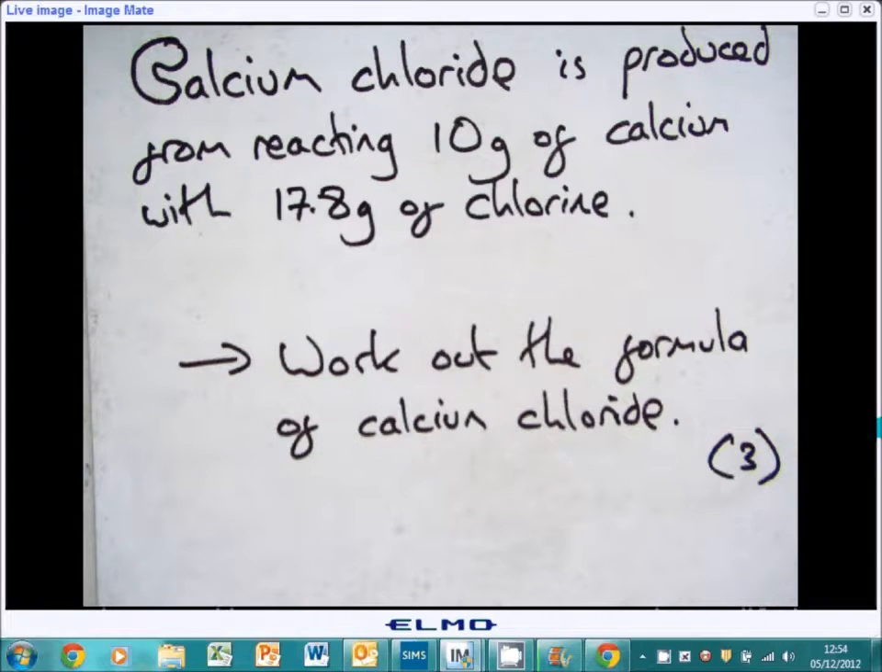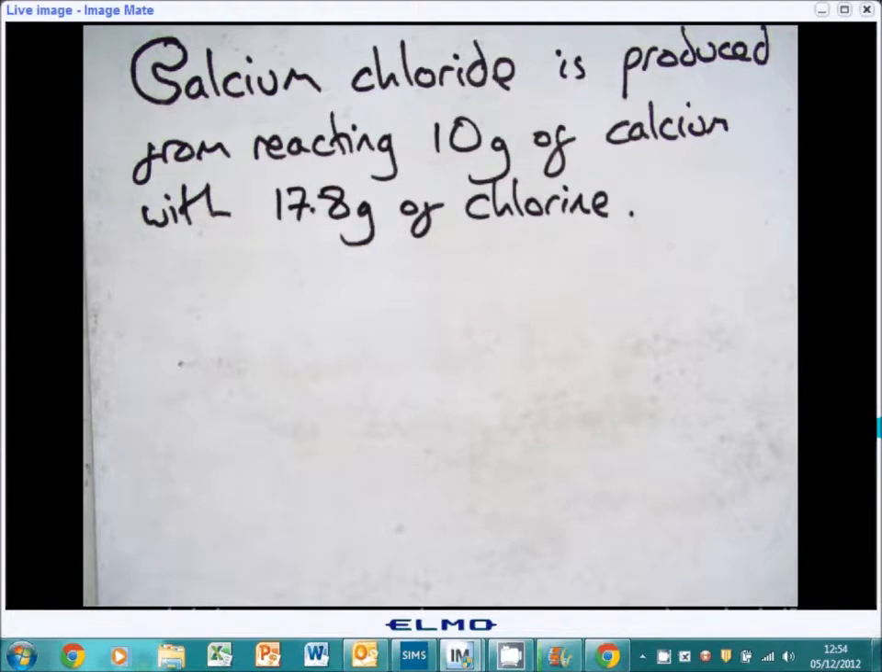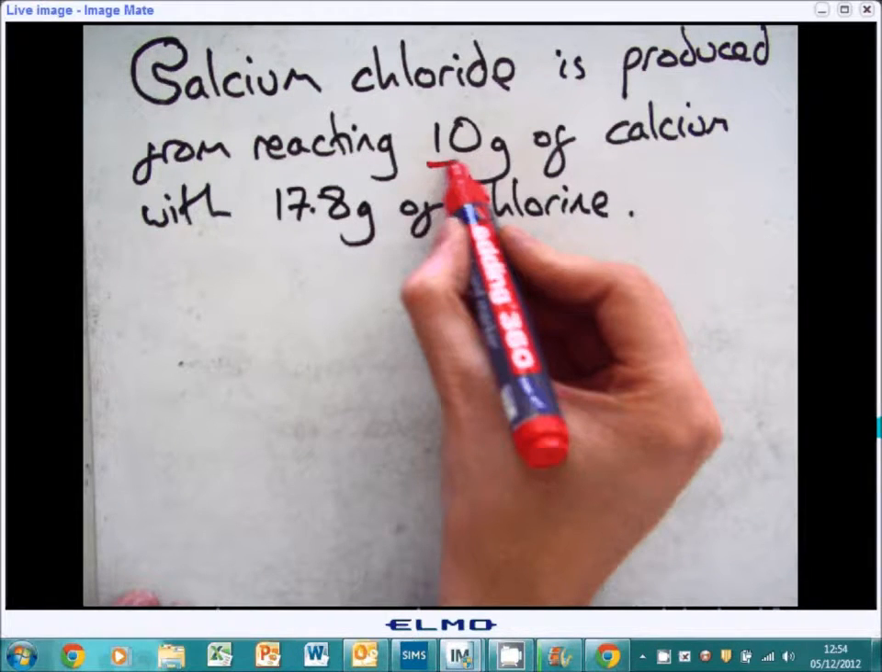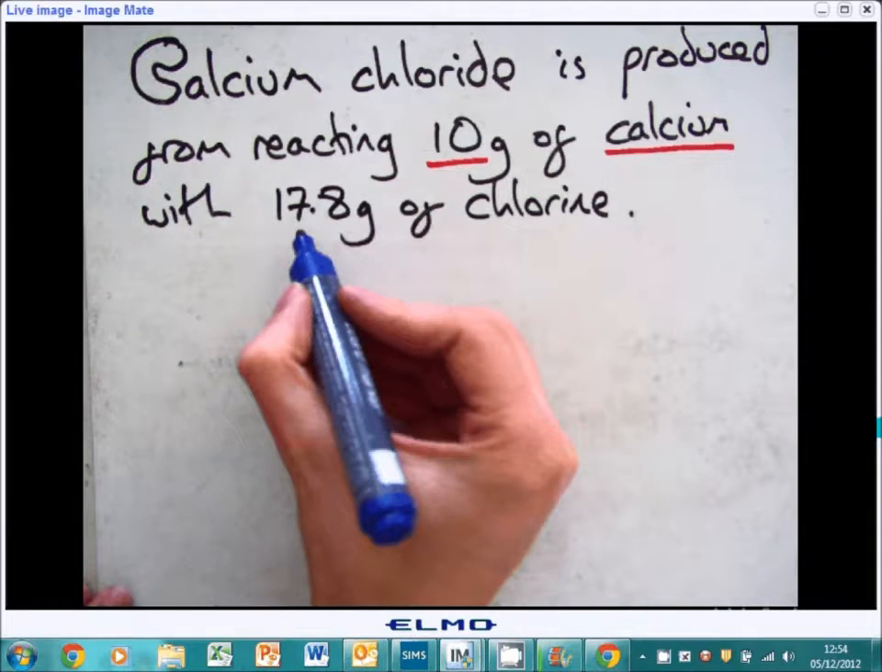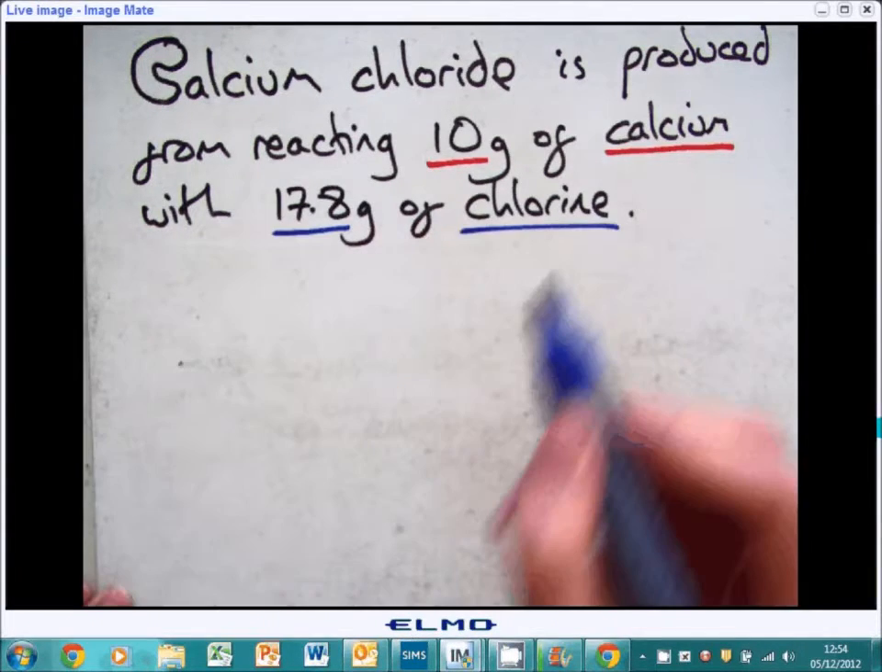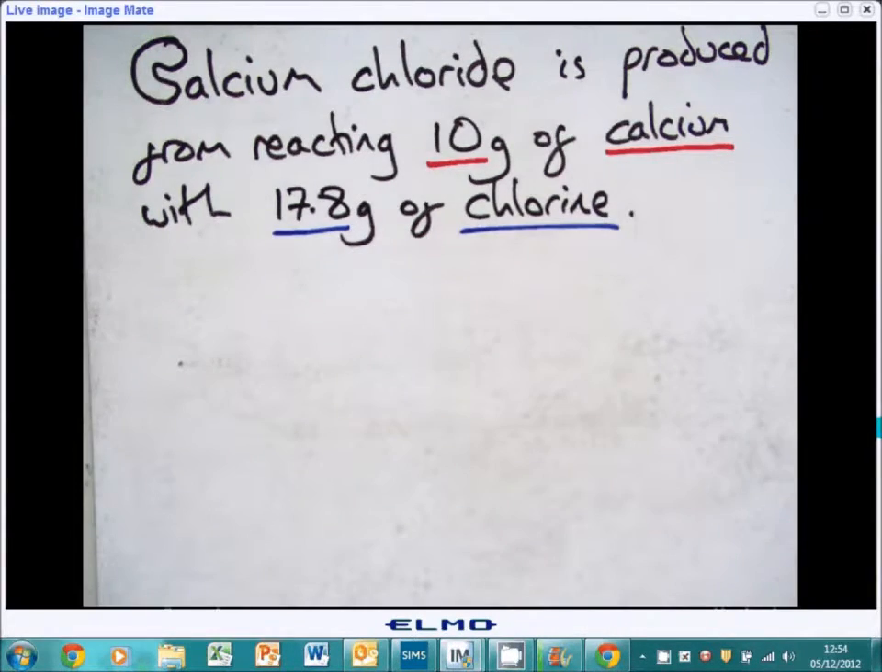This is an example of a question that you could get in an exam. It will say calcium chloride is produced from reacting 10 grams of calcium with 17.8 grams of chlorine. Work out the empirical formula of calcium chloride. The first thing I would do is highlight or underline the key bits of information that we know. So we know we've got 10 grams of calcium and 17.8 grams of chlorine.